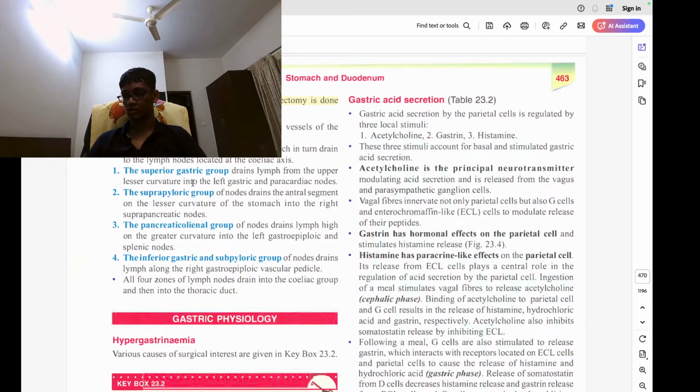Then, let's see. The suprapyloric group of nodes drains the anterior segment of the lesser curvature of the stomach into the right suprapyloric pancreatic nodes. Pancreaticolienal, pancreatico-renal group of nodes.